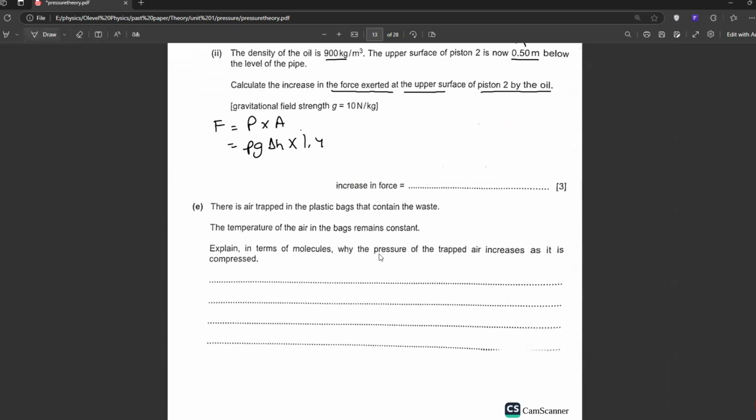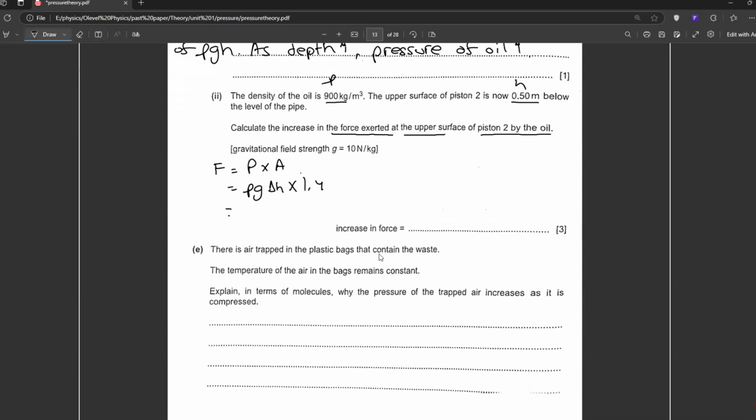What is your density? 900. Multiplied by g. Are we given the value of g? Yes, 10. Multiplied by what is the height? 0.5. Multiplied by 1.4. Can we calculate the increase in force? Yes. 900 into 10 is 9000, multiplied by 0.5 into 1.4. This comes out to be 6300 Newton. That is your answer. Simple as that. Let's further move ahead.